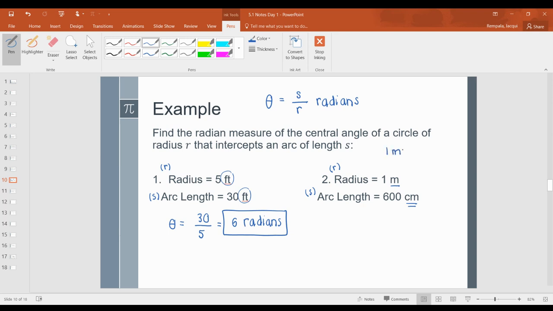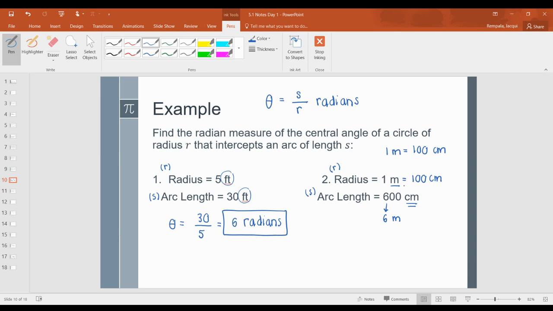Remember, 1 meter is the same thing as 100 centimeters. It doesn't really matter which unit you decide to use. I could change that 1 meter for the radius into 100 centimeters, or I could turn 600 centimeters, if I divide by 100, into 6 meters. Those are all equivalent. You just have to pick one of them and stick with it.